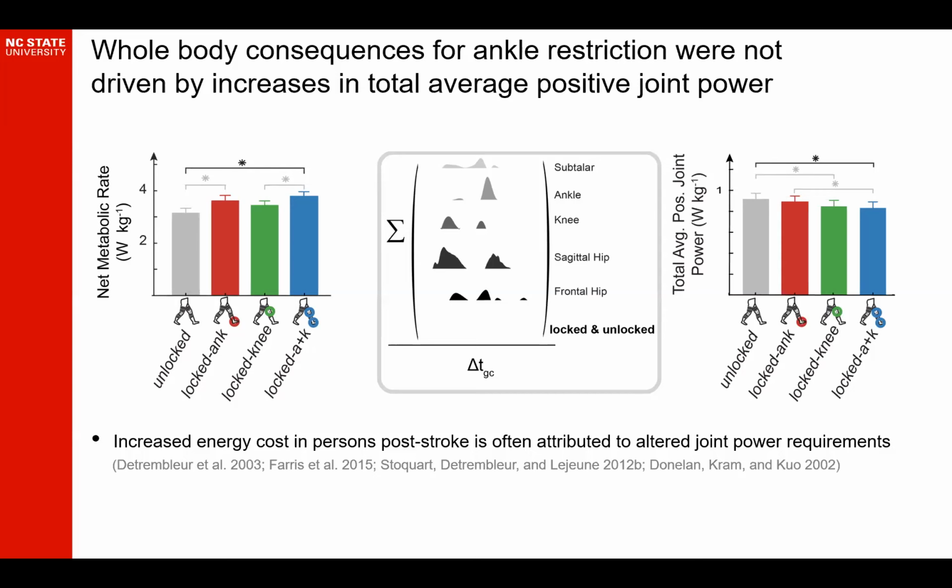This suggests that it's inappropriate to use total average positive joint power as a proxy for metabolic cost, at least in this research where we have restriction on joint range of motion. It's possible that this discrepancy is due to the inherent differences in mechanically induced joint restrictions when compared to post-stroke walking, which is impacted by unilateral muscle weakness as well as changes in motor control.